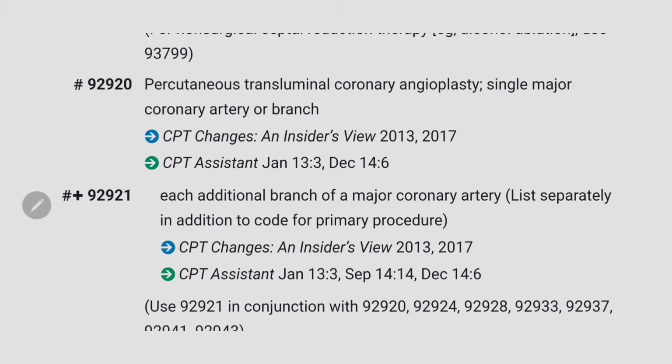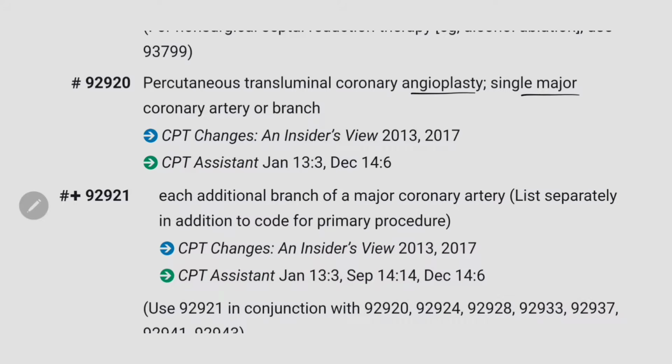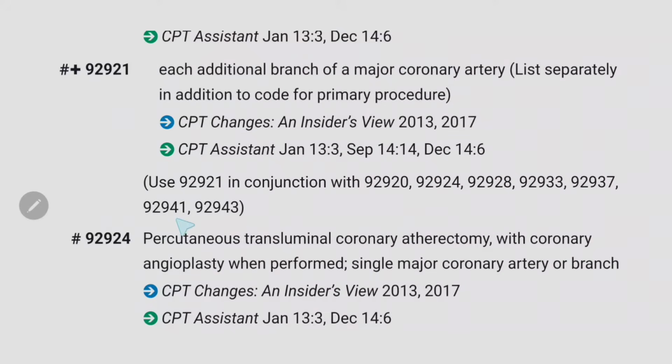Check the code 92920, which is for percutaneous transluminal coronary angioplasty. This is for coronary angioplasty, single major coronary artery. Then you have the code 92921 for each additional branch. Then you can see the parenthetical note. Use 92921 in conjunction with 92920, 92924, 92928, 92933, 92937, 92941 and 92943.